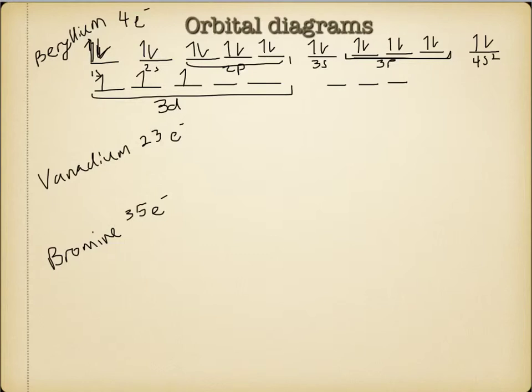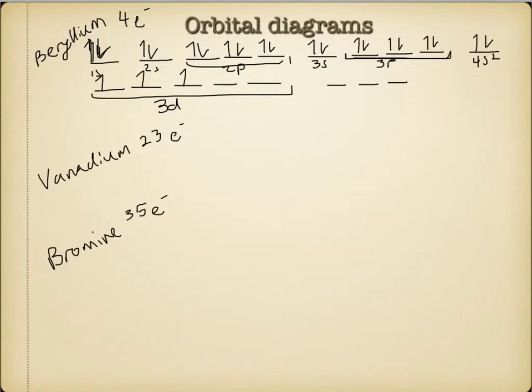So I'll quickly erase those. Or maybe not. We can just add on top of them. So for bromine, bromine has a total of 35. So vanadium, we know we put in 23 already here. So let's just add on top of those.